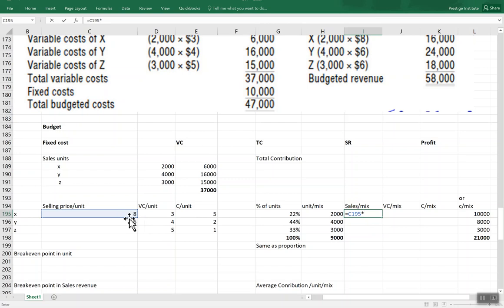Now let's look at sales in a mix. We just take sales price multiplied by total units in a mix. So it gives us sales revenue in a mix. So again, doing it for all 3 products, and then adding it together, we have total sales revenue in a mix. Then we are doing the same thing for variable cost. So I will find everything per mix. And then contribution.